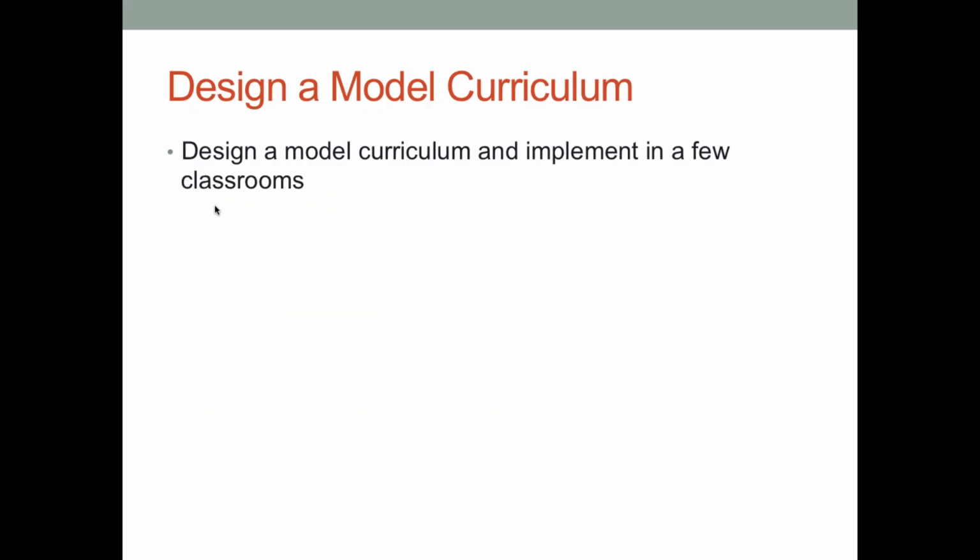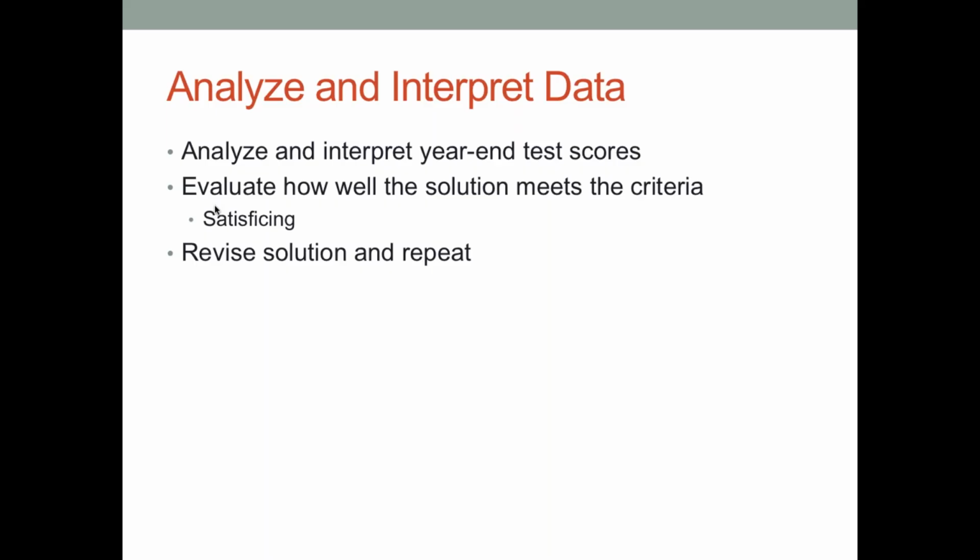And then an engineer, or a group of engineers, would design a model curriculum and implement this in a few classrooms. Once they had done that, they would collect data on how well that was working, using in this case an assessment or several assessments. One example is the year-end test scores, so they can analyze and interpret them and evaluate how well the solution meets the criteria. You remember the criteria was all students will reach proficient level in 2 years.